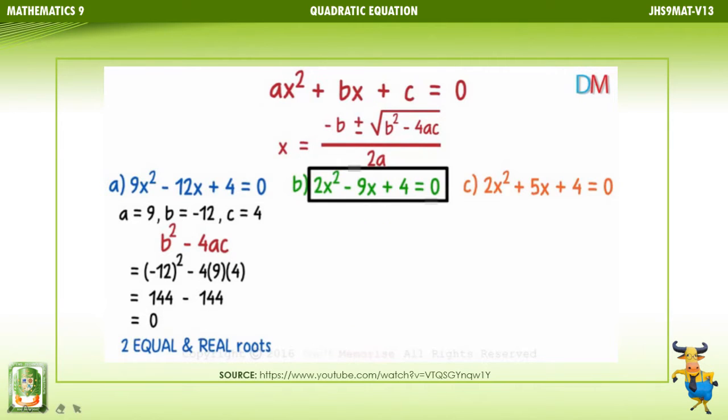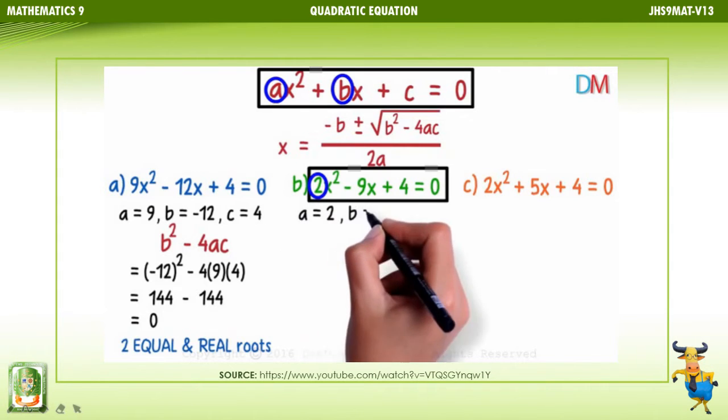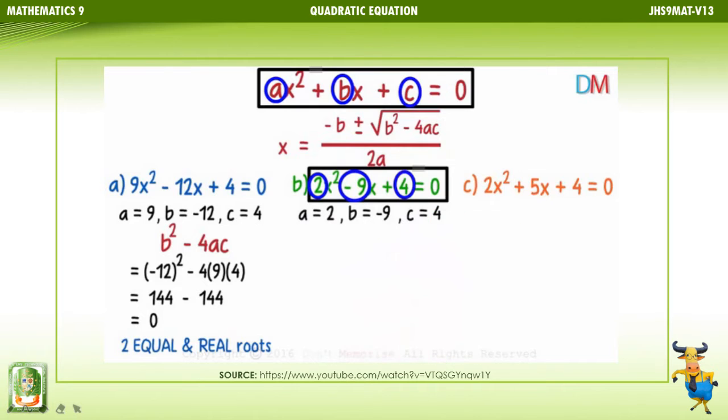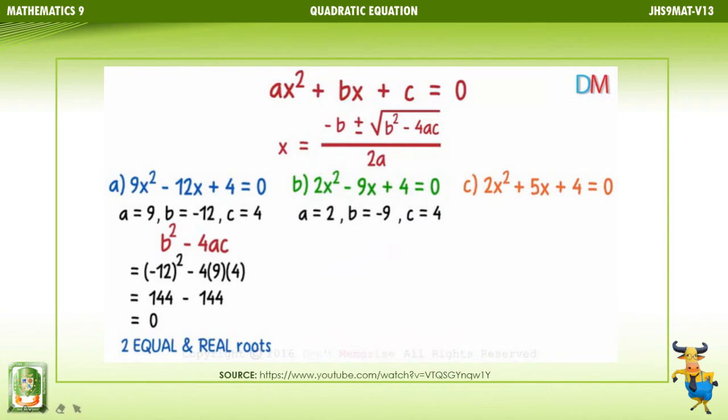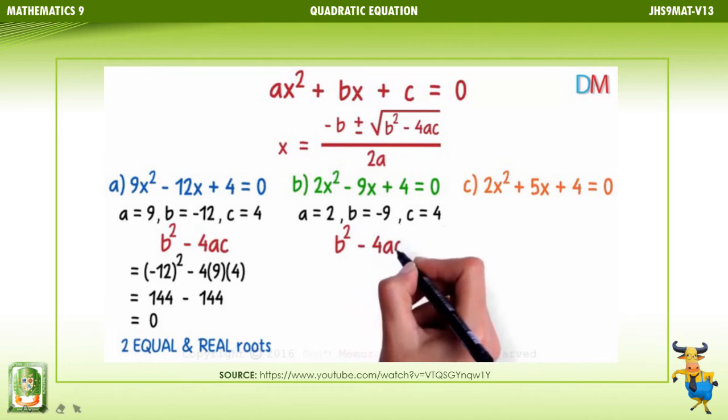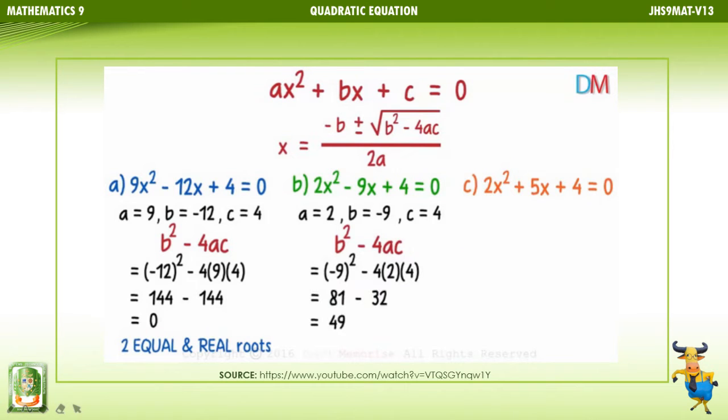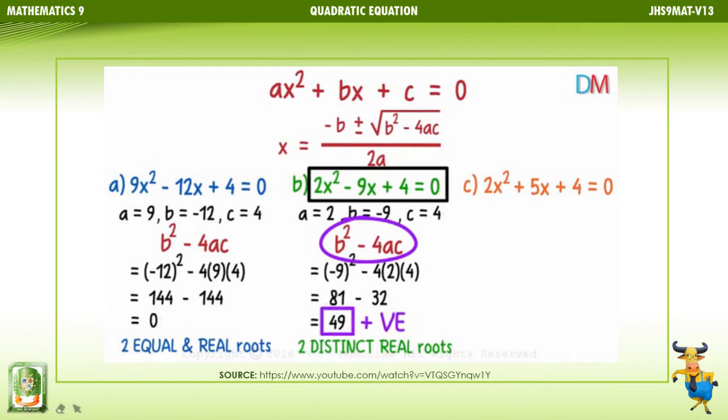Comparing the second equation with the general form, we get the value of a as 2, b as negative 9 and c as 4. What will be the value of b squared minus 4ac then? It will equal 49, which is positive. This quadratic equation will have two distinct real roots as its discriminant is positive.